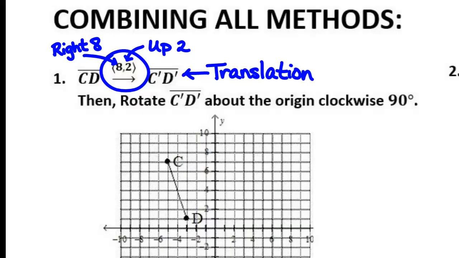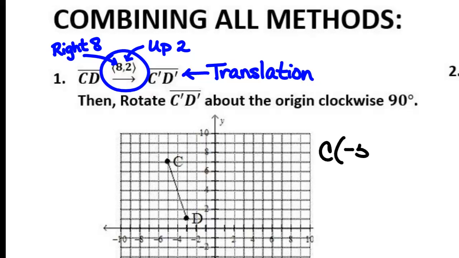There's 2 different ways that I can translate these points. I can come to the graph where segment CD is already graphed for me, and I can count to the right 8 and up 2. And then I can do the same thing for point D, to the right 8 and up 2. Put my points down and then see what those ordered pairs are. Or I can write down the ordered pairs for C and D.